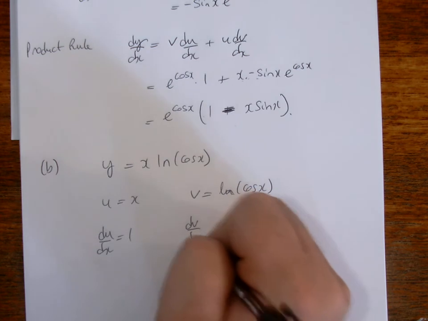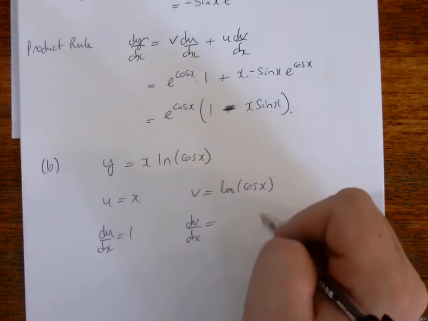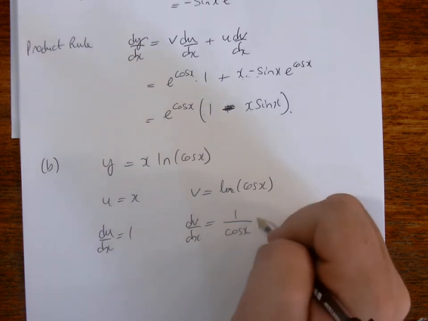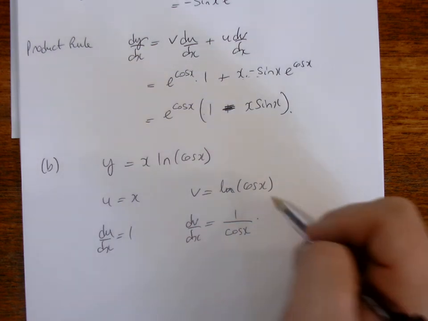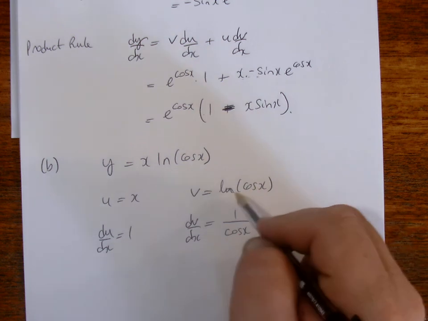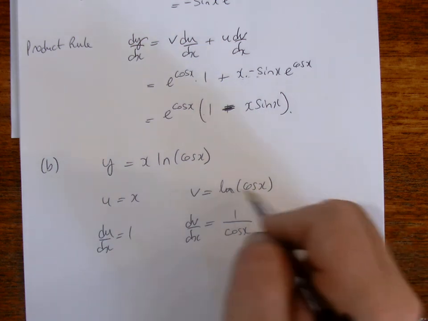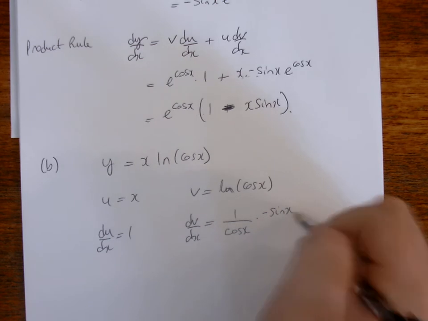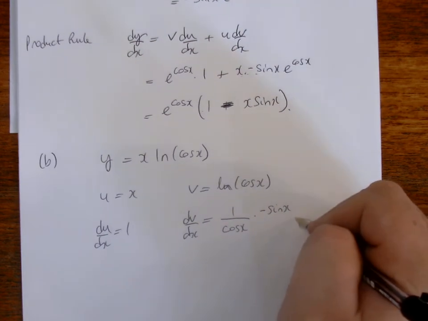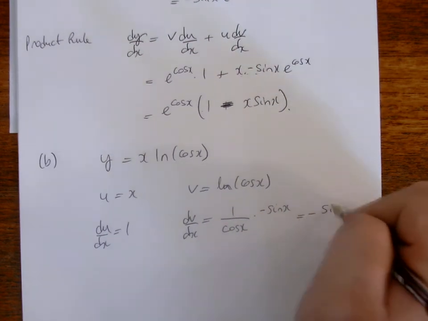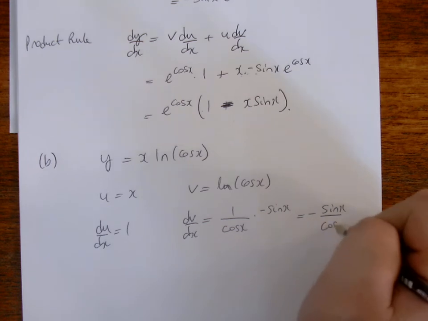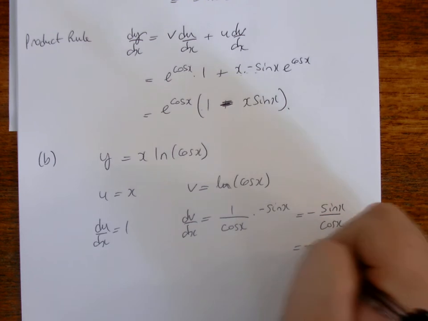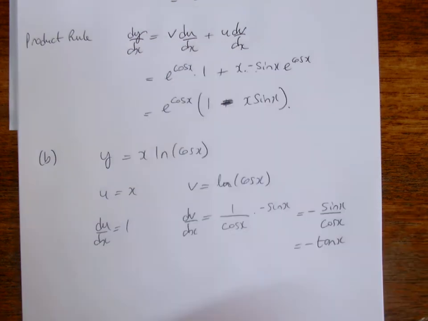Differentiate v, well, remember ln is 1 over, so it'll be 1 over cos x, but then you've got to times it by the derivative in here, because this is the chain rule, isn't it? It's a function of a function. If you differentiate cos x, you get minus sin x. So this equals minus sin x over cos x. And of course, sin x over cos x is tan x. This is equal to minus tan x.